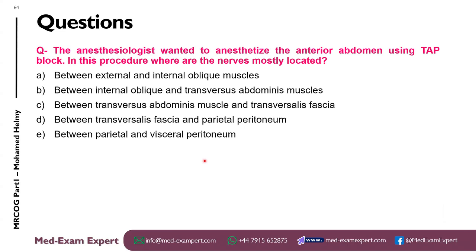The anesthesiologist wanted to anesthetize the anterior abdominal wall using the TAP block. In this procedure, where are the nerves mostly located? Exactly, it's between the internal oblique and the transversus abdominis muscles.